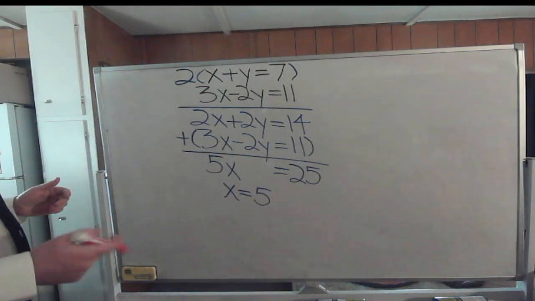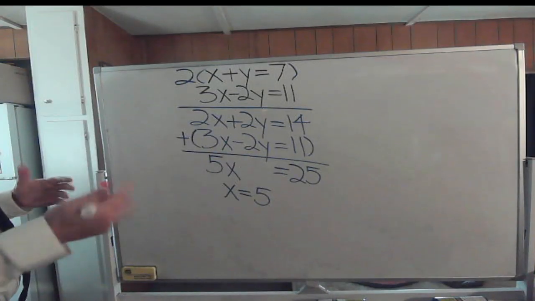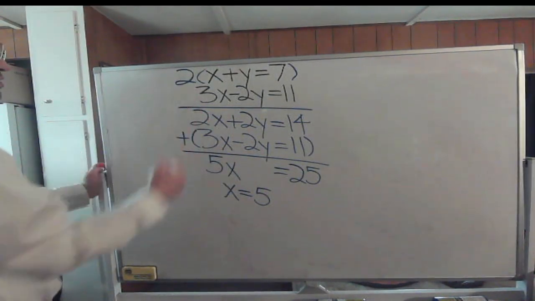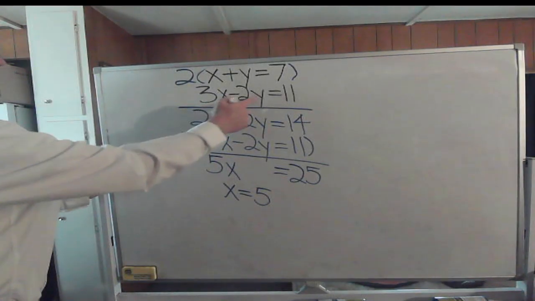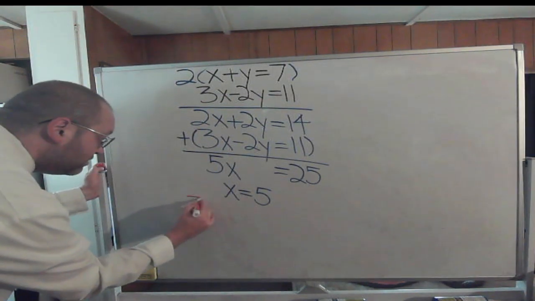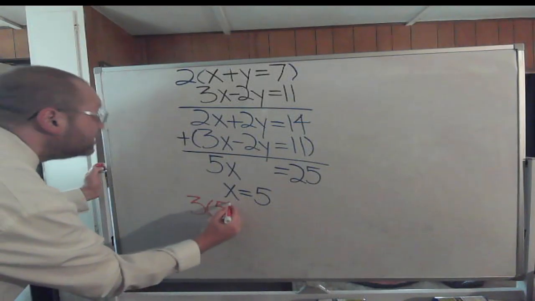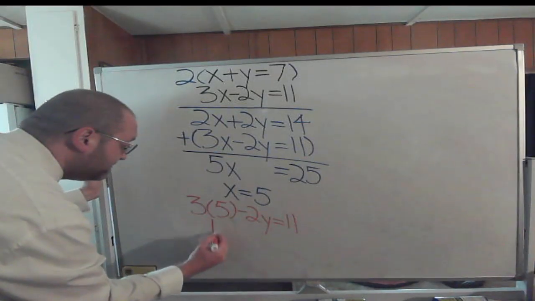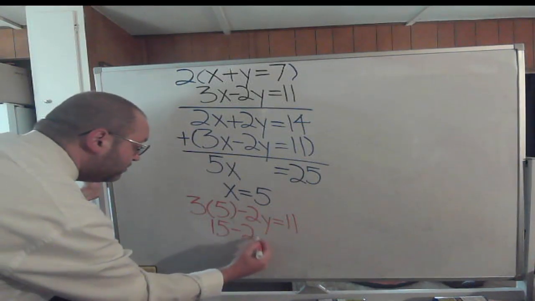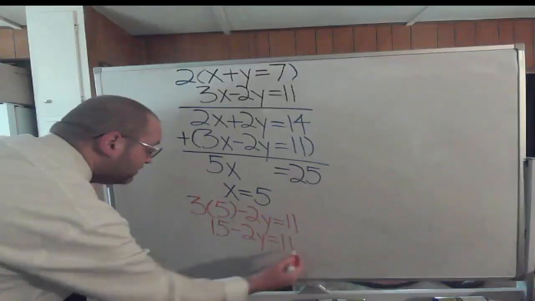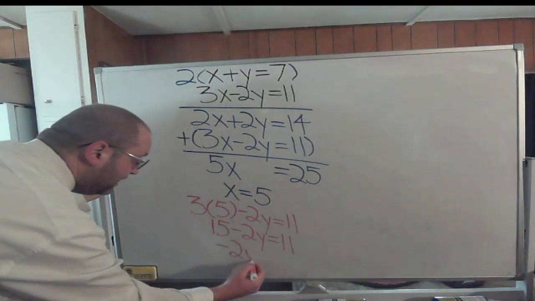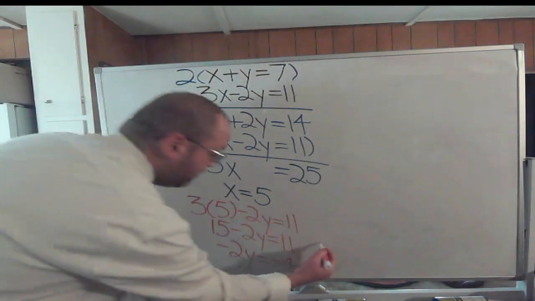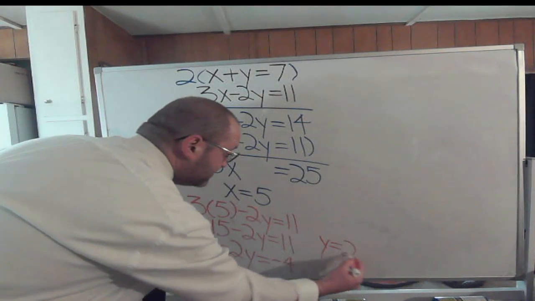Well, that's great. We have the x. What about the y? We need to solve for y. So you could stick this into one of your original equations. I'm going to stick this into 3x minus 2y equals 11. So we'll go with 3 times 5 minus 2y equals 11, which means 15 minus 2y equals 11, which means that negative 2y is equal to negative 4, which means that y is equal to positive 2.